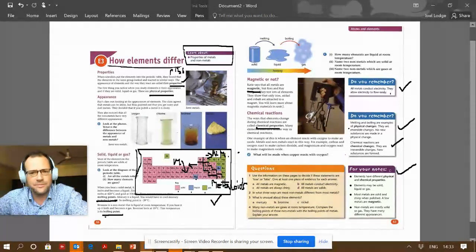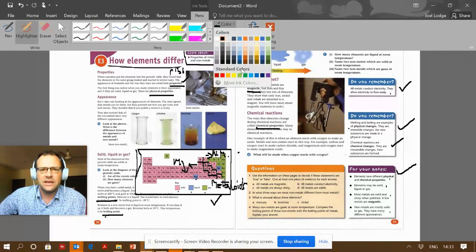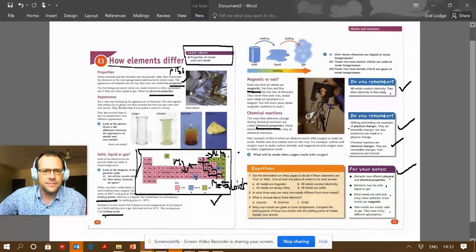For your notes, 1, 2, 3, 4 points. Really important to understand this double page spread to get those 4 points in your book. Then we can start. Let's look at these questions.